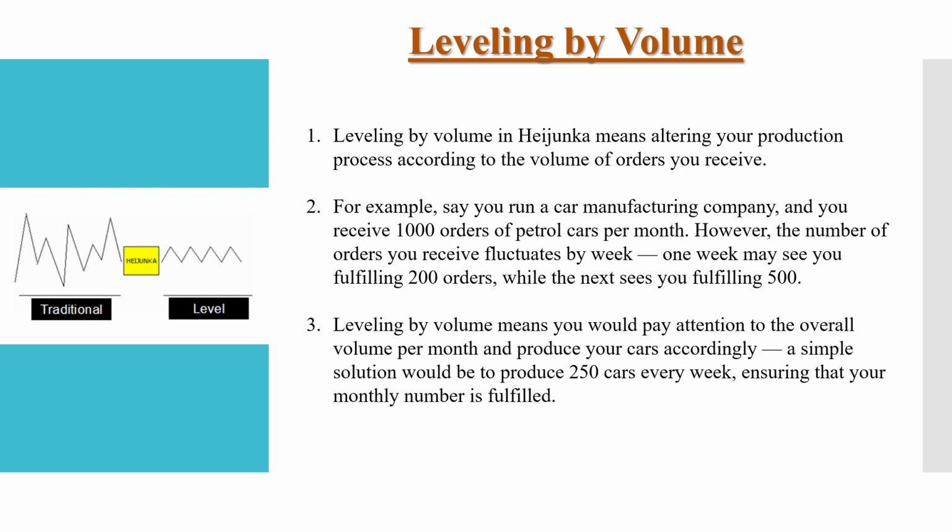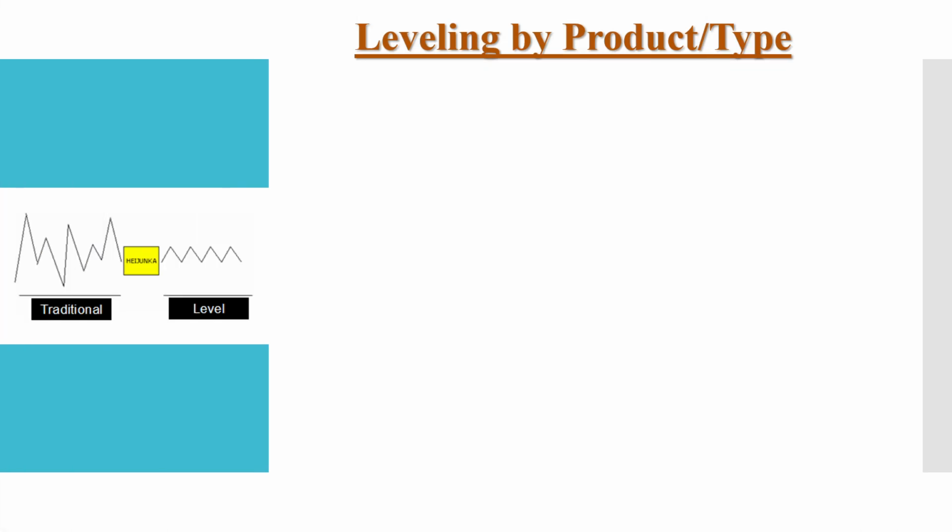So leveling by volume means you would pay attention to overall volume per month and produce your cars accordingly. A simple solution would be to produce 250 cars every week, ensuring that your monthly number is fulfilled. As I already told you, monthly they have to give 1,000, so weekly they can level their production at 250 cars per week. Whatever 1,000 pieces are there, they have leveled the volumes, and accordingly they will go into production.